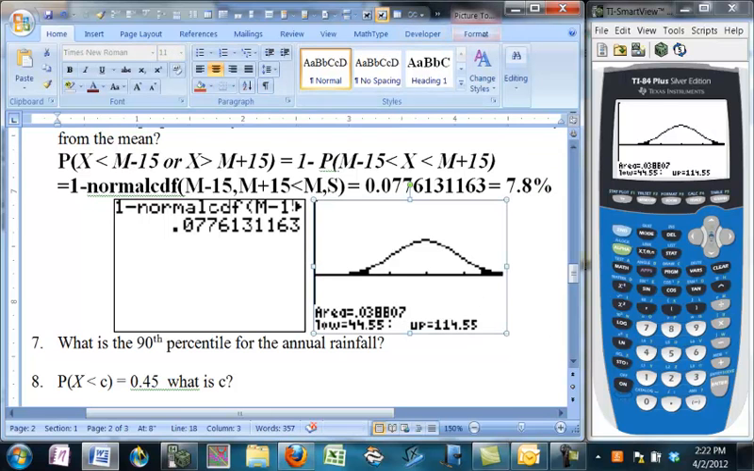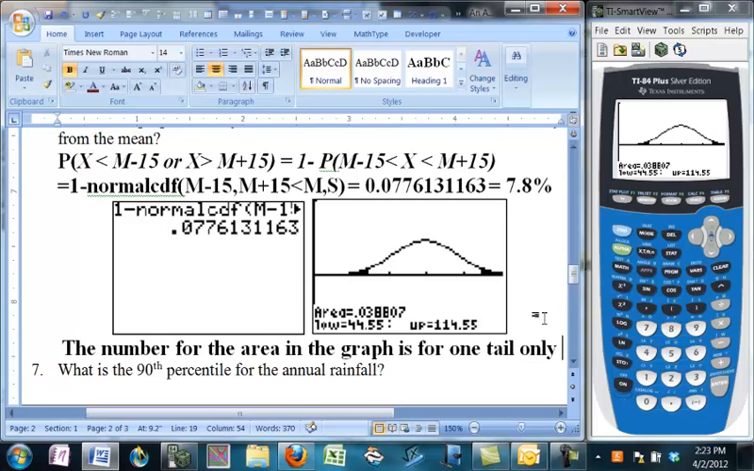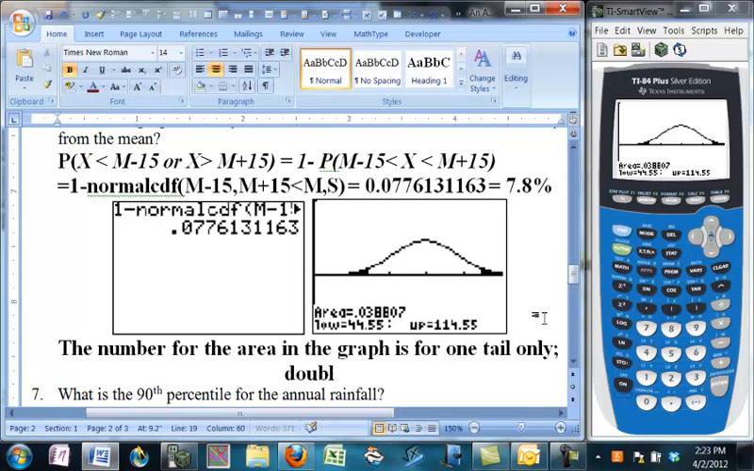I'll make a note here that the number is for one tail only. Double it to get the two-tailed area.